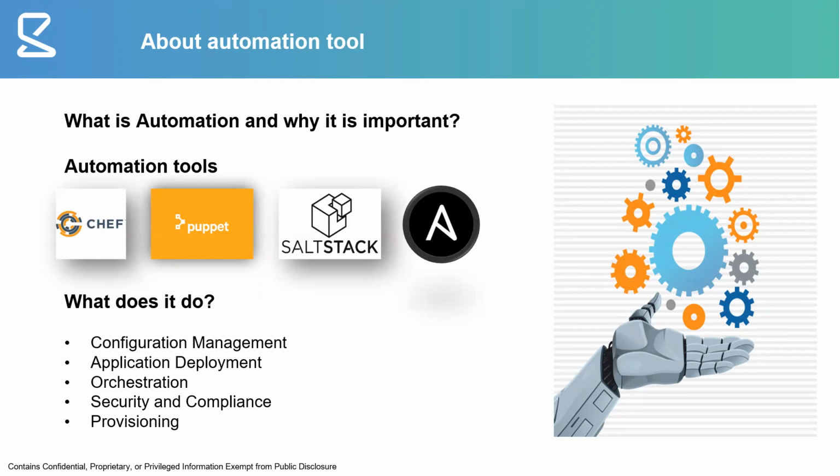Next one is security and compliance. A security policy can be deployed across the infrastructure once the policy is defined. And of course, provisioning helps to automate and manage the process. And that's all about the automation part.